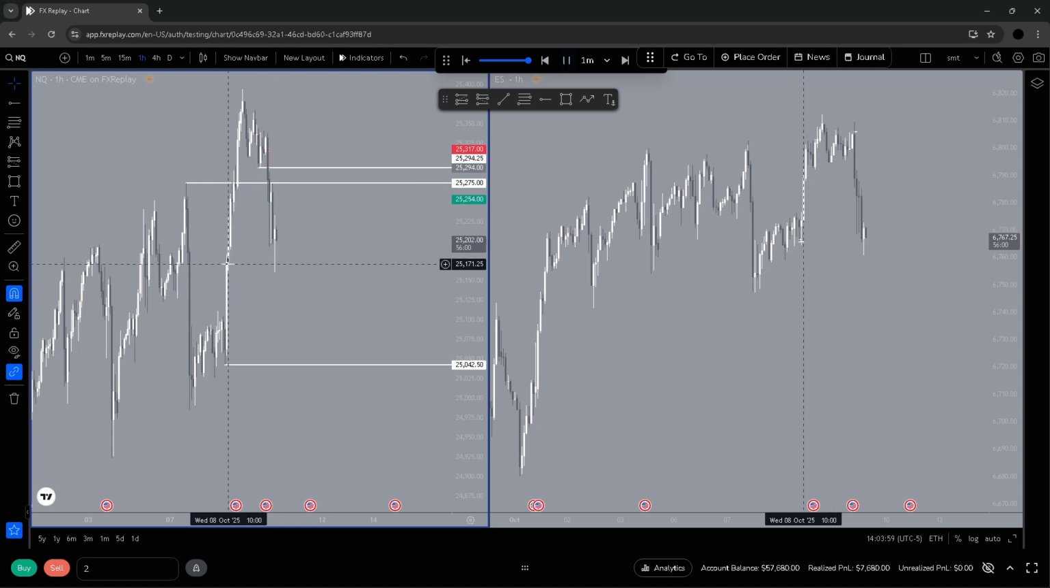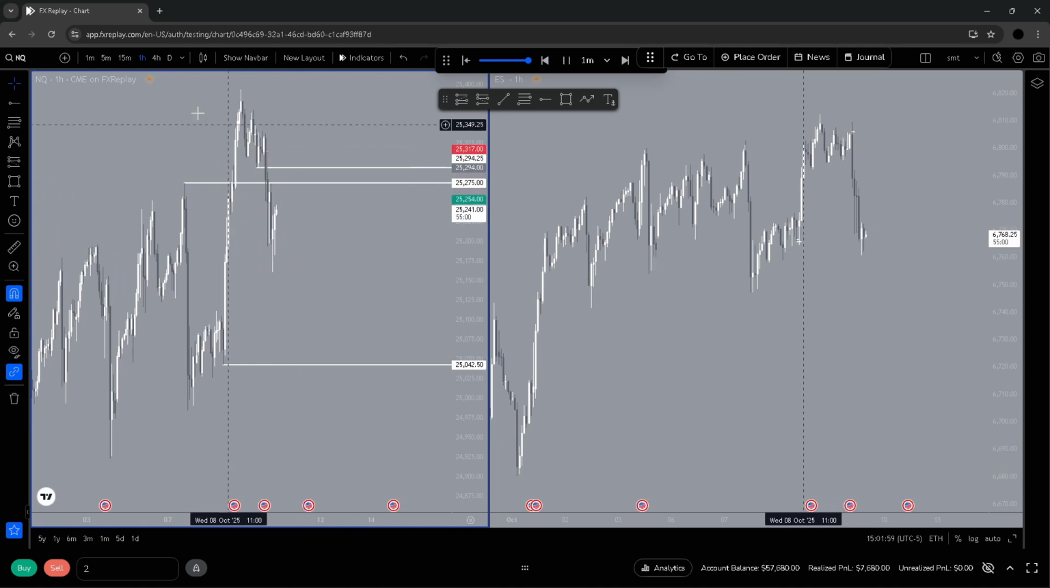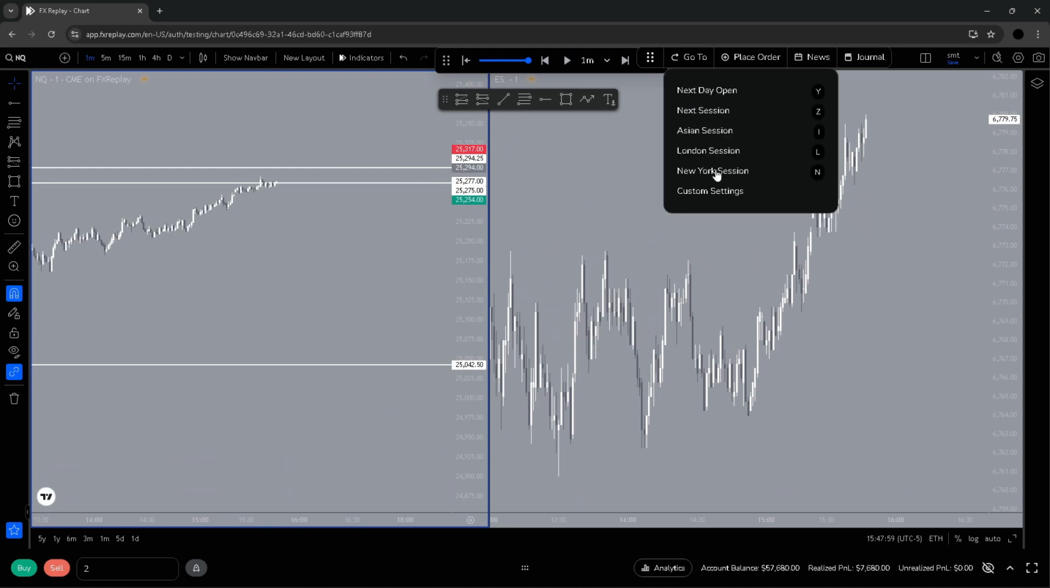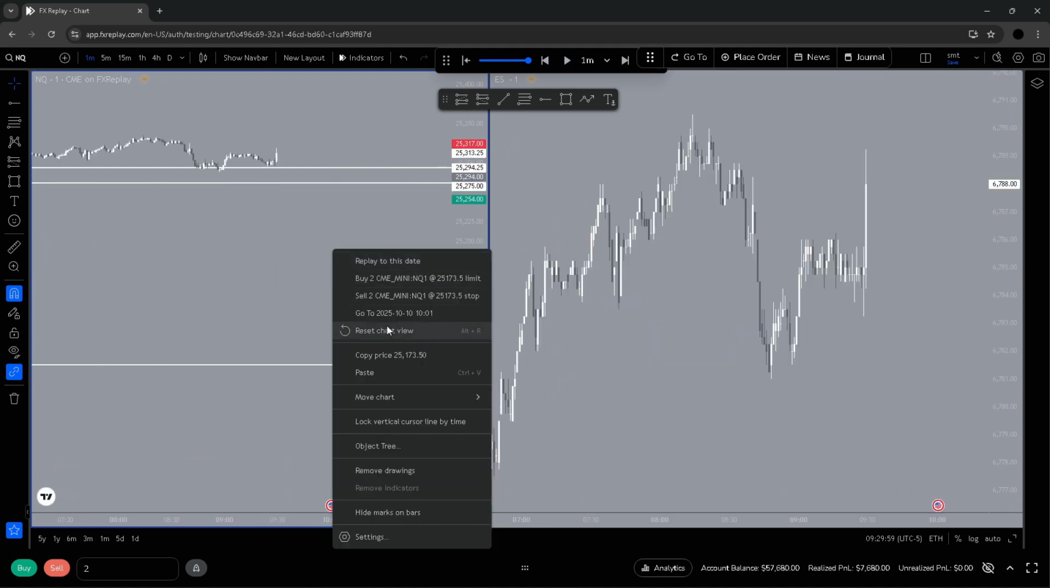Yeah, so same again. The reason I'm playing it out is just because we have a lot of big imbalances and I want to see if we displace through them, because I've been noticing that a lot in my data. No, so we're done. So next day.